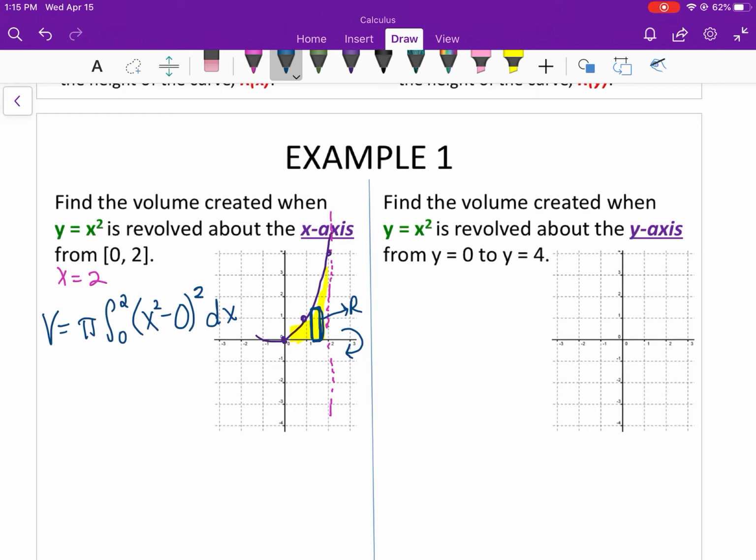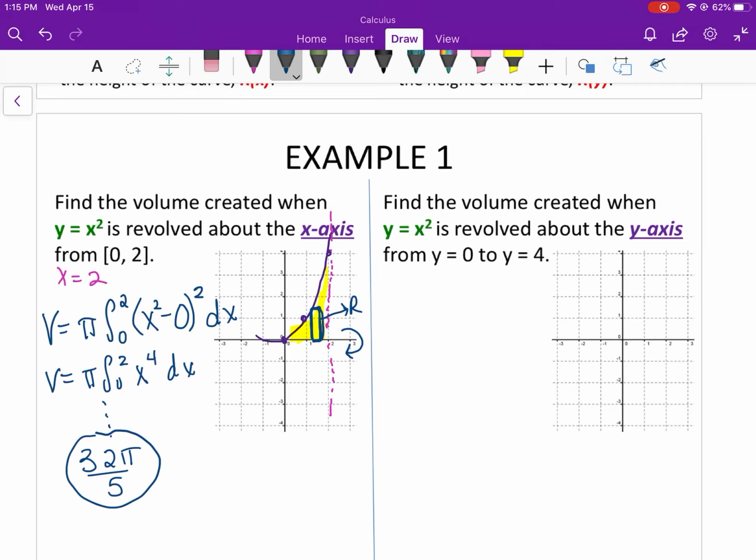So what I have here, if I take all of those rectangles and revolve them, I'll have cylinders. Now I'm adding up all the volume of each cylinder. Now, I don't believe you're going to have any trouble integrating x to the 4th and plugging in a 2. So I'm just going to say that you know how to do that part, and the answer here is 32 pi over 5.